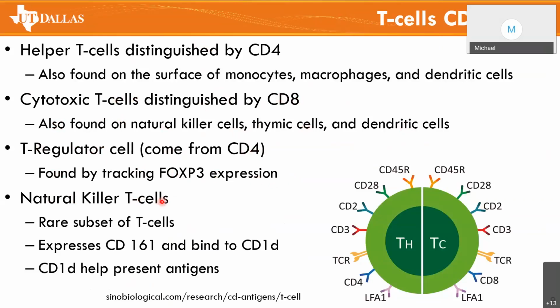Natural killer T cells, which are a rare subset of T cells, express CD161. But CD161 is also expressed on natural killer cells. I'm going to talk about three more CD markers that aren't very helpful in distinguishing T cells. CD45R is expressed on all lymphocytes. CD2, which helps in adhesion, is expressed on all leukocytes. And LFA1, which helps T cells migrate from the bloodstream into an inflamed tissue, is present on all leukocytes as well. So you're probably wondering, how do we distinguish T cells from other cells?